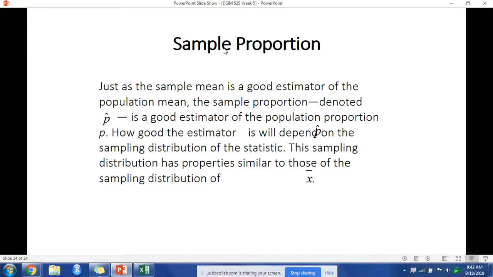Sample proportion: just as the sample mean is a good estimator of the population mean, the sample proportion, denoted p hat, is a good estimator of the population proportion. How good that is depends on the sampling distribution of the statistic. This sampling distribution has properties similar to those of the sampling distribution of our sample mean.